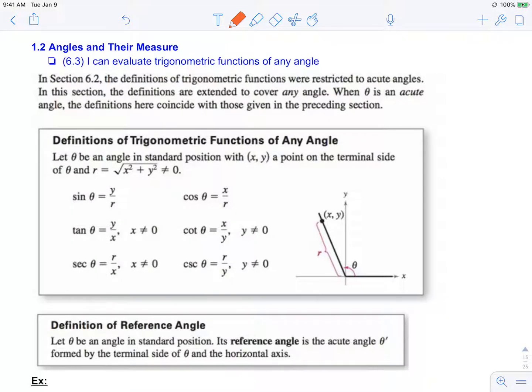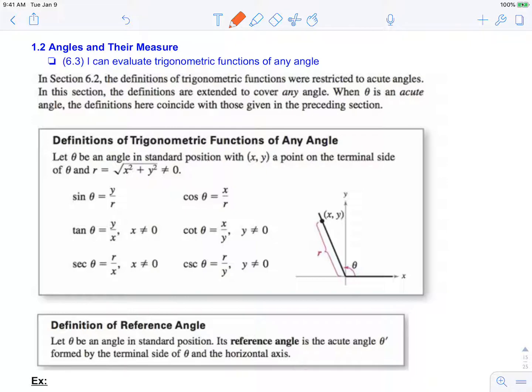In section 6.2, the definitions of trig functions were restricted to acute angles. In this section, we're going to extend those definitions to cover any angle. When theta is an acute angle, the definitions here coincide with those given in the preceding section. Let's derive these trig functions of any angle.